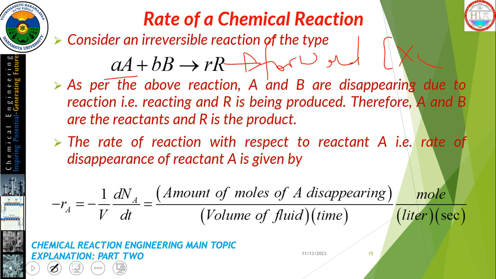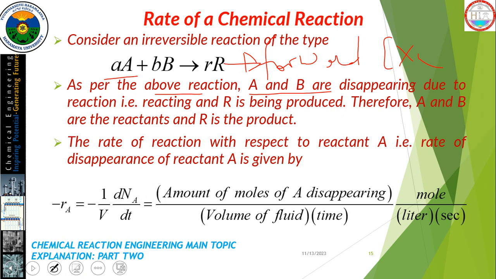As per the above reaction, A and B are disappearing because A and B are consumed in the reaction. There is a consumption in the reaction. There is a transformation of the reactants A and B to R, and R is being produced, which means that it is considered as a formation. R is formed as a result of the reaction of A and B. Therefore, A and B are considered as the reactants, and R is the product.